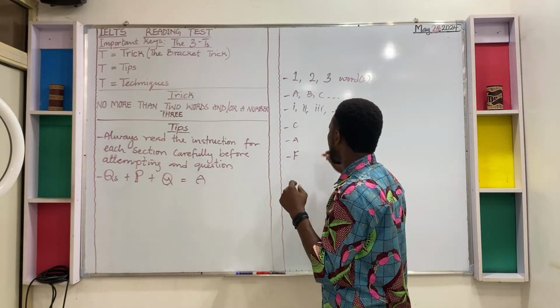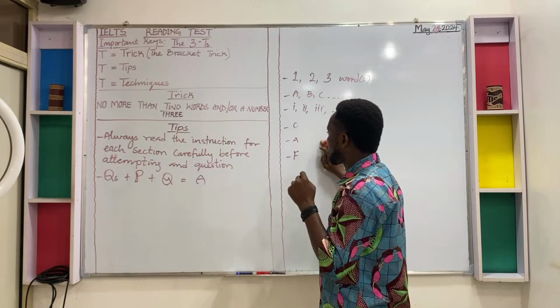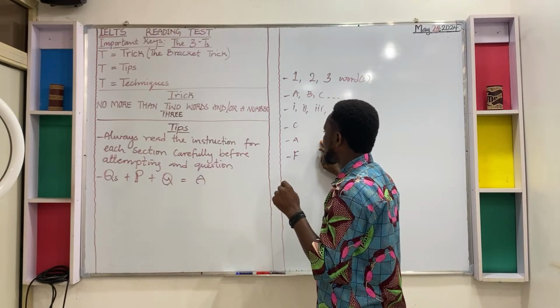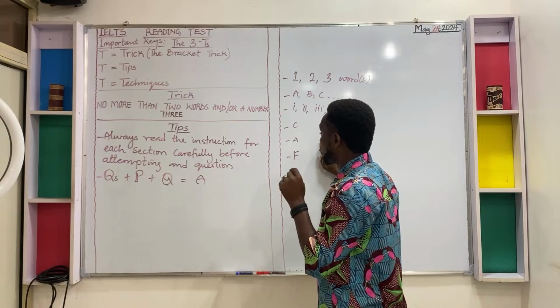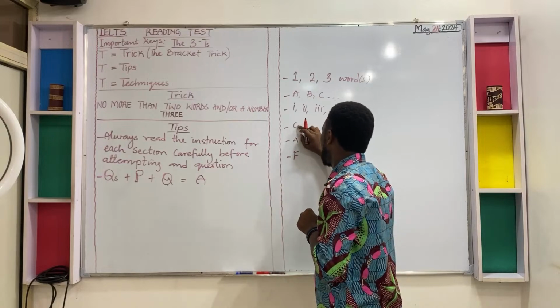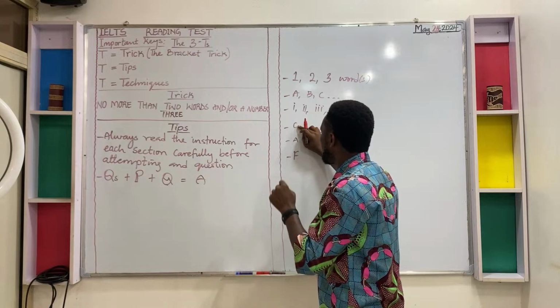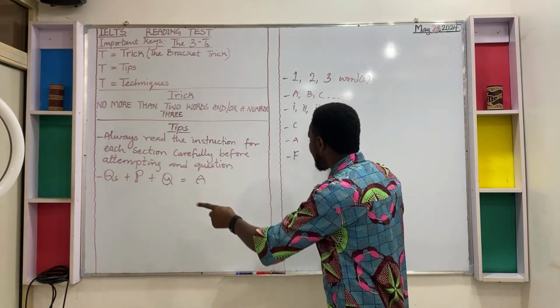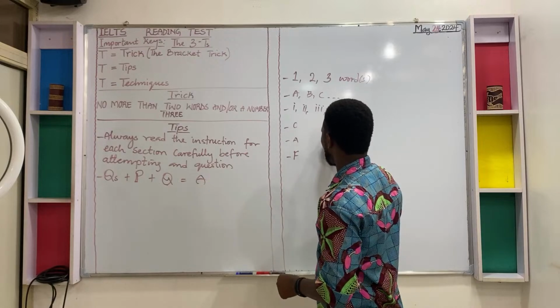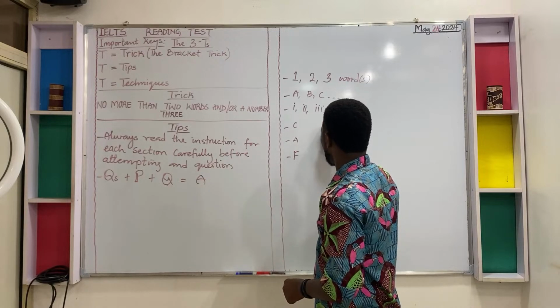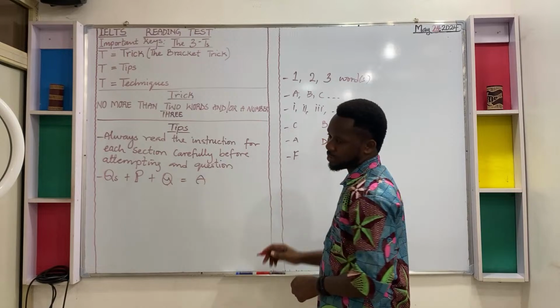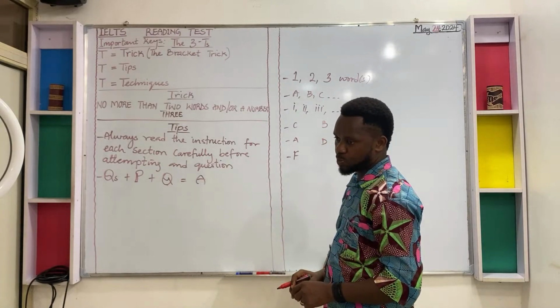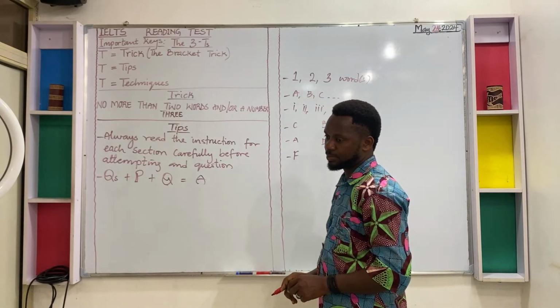But if the instruction says choose the correct letter or correct answers from the list of options given, letter A to C, this means because it says choose the correct answer, it has to follow the right order. Maybe your first answer can be B, the next answer can be C.